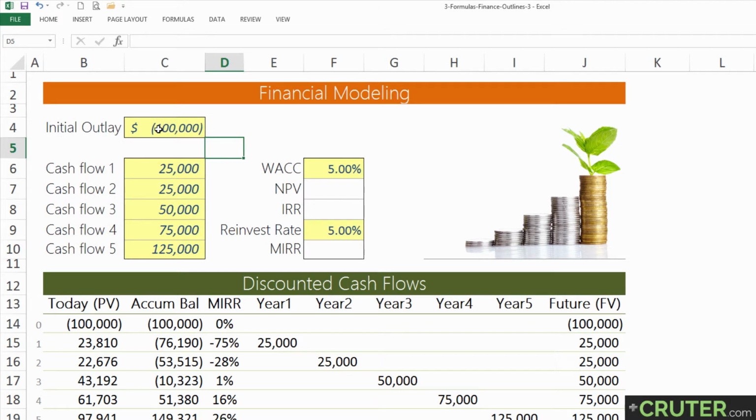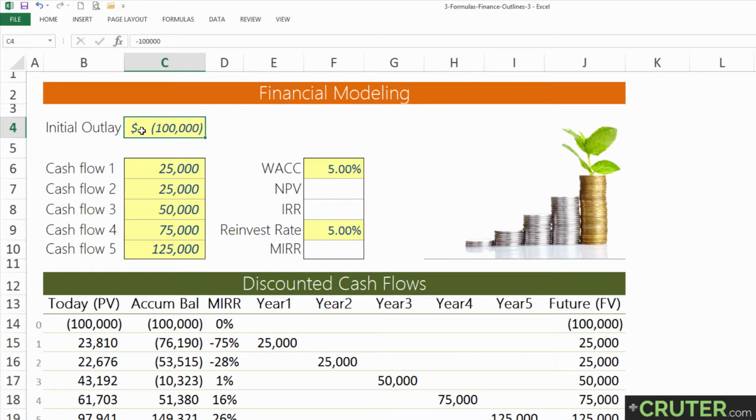If we start in the top left, we have our initial outlay and a bunch of cash flows. What I'm talking about here is the initial outlay of money that we're going to need to spend to start maybe a business or an investment opportunity. Let's pretend we're going to start a business, and on the first day we're going to need $100,000 to open our doors.